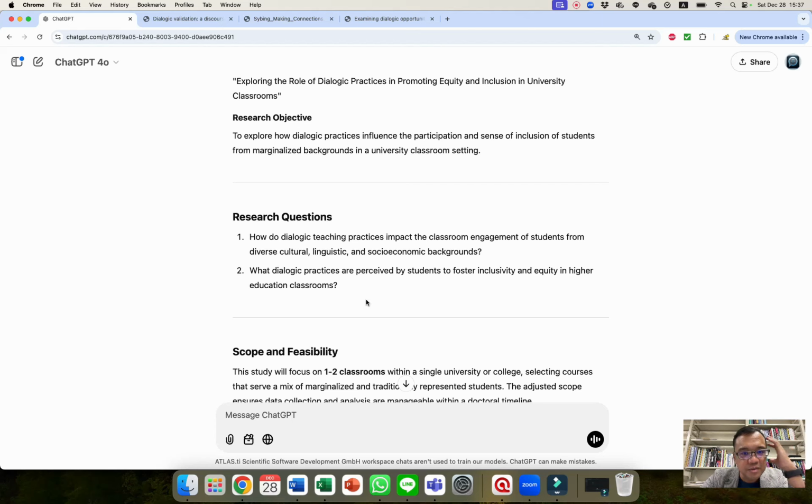so let's read these research questions. How do dialogic teaching practices impact the classroom engagement of students from diverse cultural, linguistic, and socioeconomic backgrounds? And what dialogic practices are perceived by students to foster inclusivity and equity in higher education classrooms?